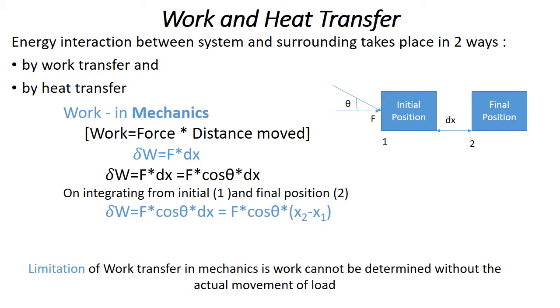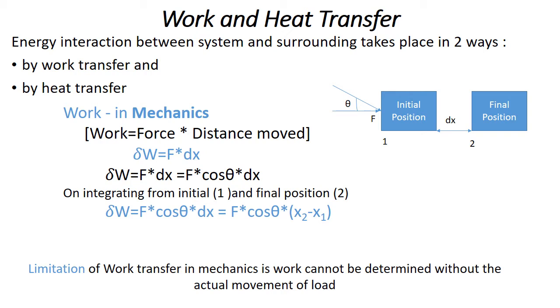Let us try to understand work and heat transfer. A closed system and its surroundings can interact in two ways, that is, by work transfer and heat transfer. So let us try to understand the work transfer first, and then in later slides we can study the heat transfer. Work is done by a force as it acts upon a body moving in the direction of the force.